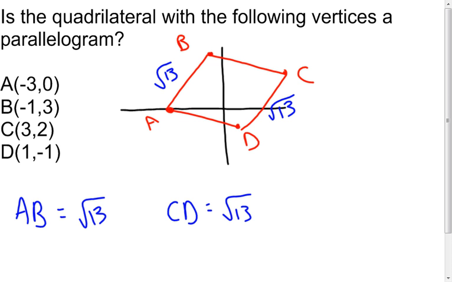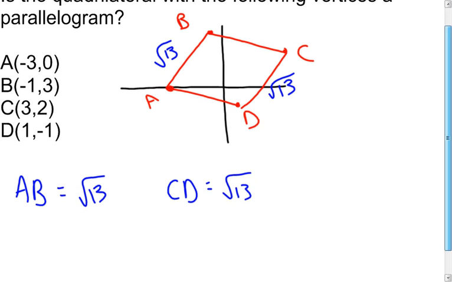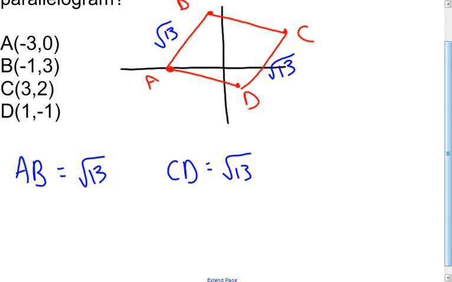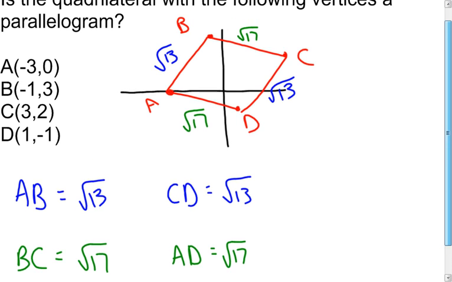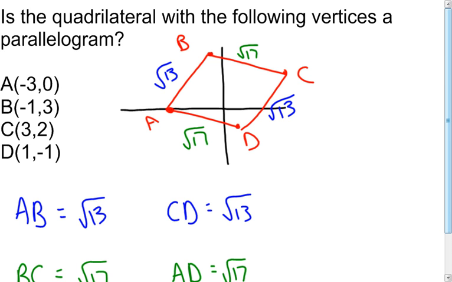But that's not enough because remember, I still need to find the length of segment BC and the length of segment AD. Well, again, I have done that already. The length of segment BC came out to be the square root of 17, and the length of segment AD came out to be the square root of 17 as well. Well, I look at my quadrilateral. I have 2 sets of congruent sides, and they're the opposite ones, which is important as well, which tells me that yes, this is a parallelogram.